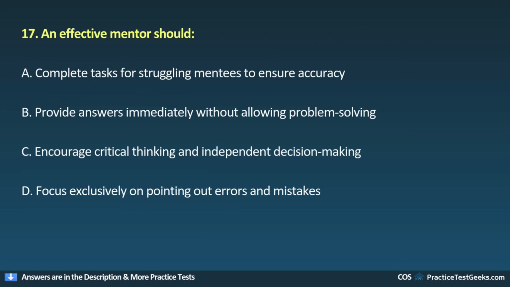17. An effective mentor should: A. Complete tasks for struggling mentees to ensure accuracy. B. Provide answers immediately without allowing problem solving. C. Encourage critical thinking and independent decision-making. D. Focus exclusively on pointing out errors and mistakes.